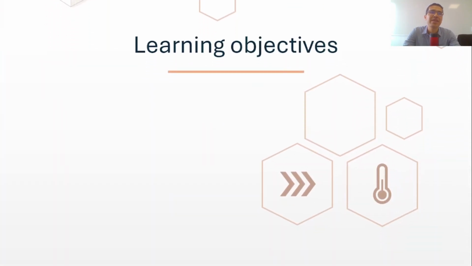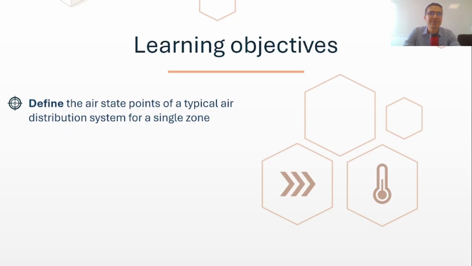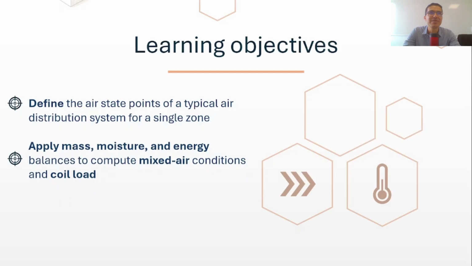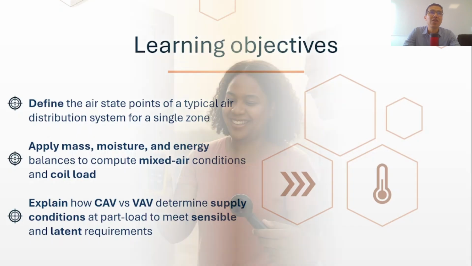Now that we have an overview of the content, let's go over the learning objectives of this video. By the end of this video, you will be able to define the air state points of a typical air distribution system for a single zone. You will also learn to apply mass, moisture, and energy balances to compute mixed air conditions and coil load. And finally, you will be able to explain how CAV versus VAV systems determine supply conditions at part load to meet sensible and latent requirements.